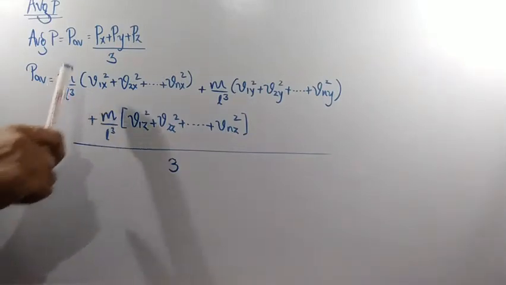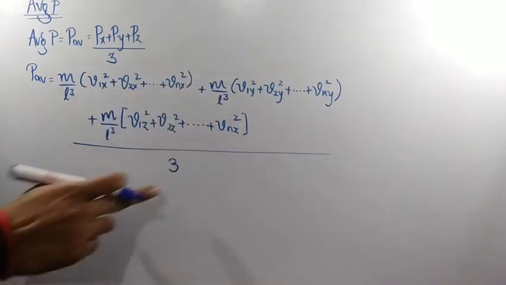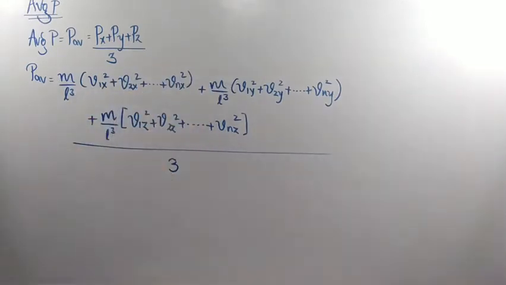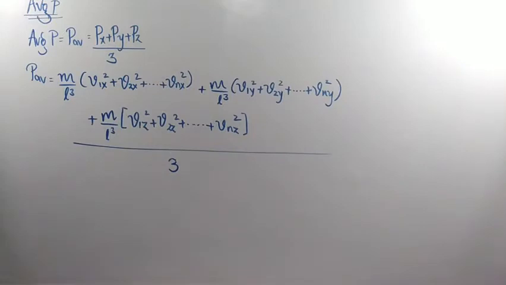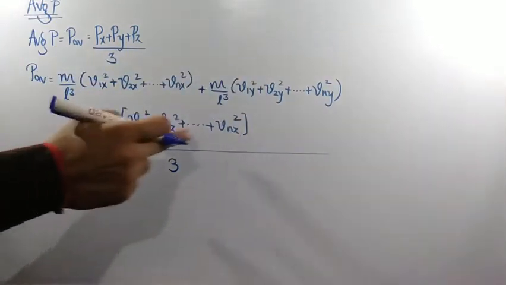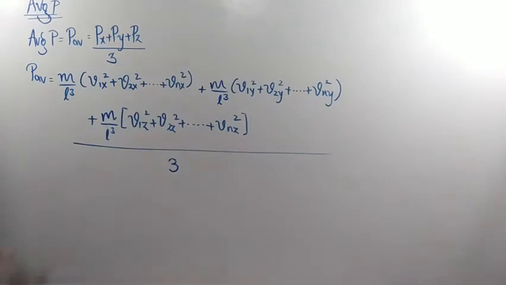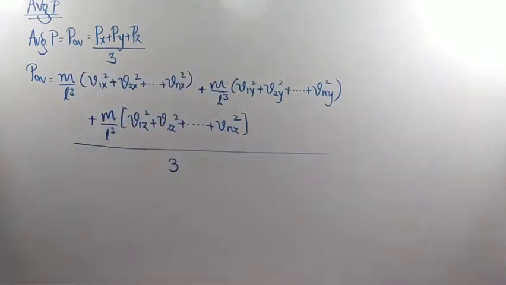Now in these 3 terms, what is common? m by L cube is common, and the denominator 3 we are having. So we can take out m by L cube as well as this 3. Inside the bracket remaining is v1x square plus v2x square plus this quantity plus this quantity plus this quantity. What is the value of v1x square plus v1y square plus v1z square? That is nothing but v1 square, correct? No?